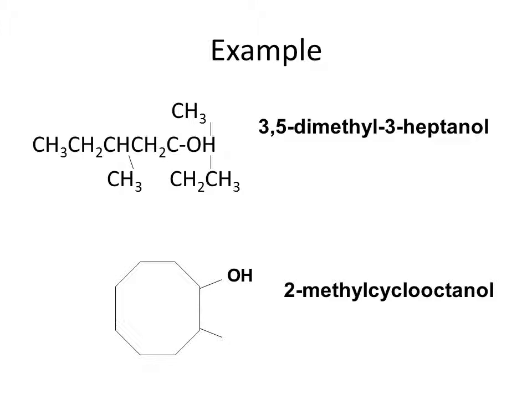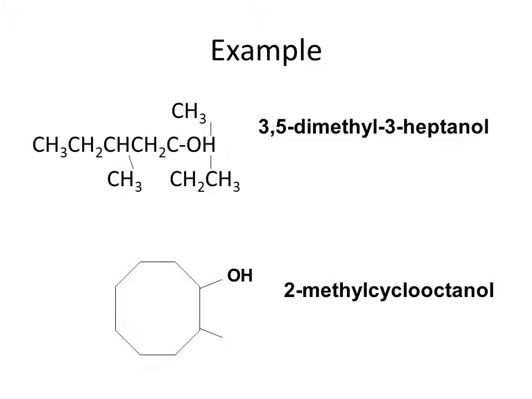Now where is that alcohol group? If I count from the left, I would find it's on the number 5 carbon, and if I count from the right, I find it's on the number 3 carbon, so I call that 3-heptanol. I then see that there are 2 substituents, 2 methyl groups. One of them is on the number 3 carbon, and one of them is on the number 5 carbon, so I name it 3,5-dimethyl 3-heptanol.